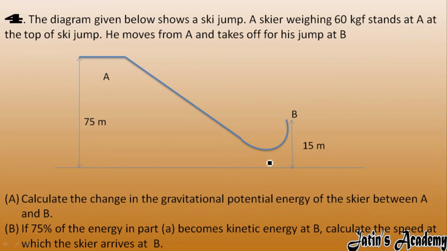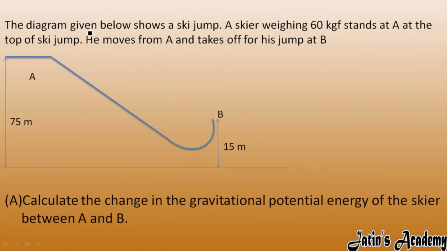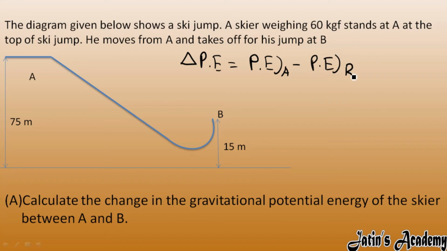So now let's calculate. We have to calculate the change in the gravitational potential energy between A and B. So change, if I am talking about delta P, you can represent with capital P, potential energy, as potential energy at point A minus potential energy at point B. So potential energy at point A we have mg height at point A minus mg height at point B.